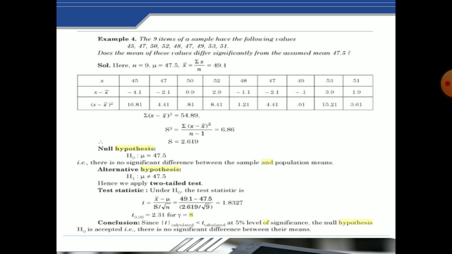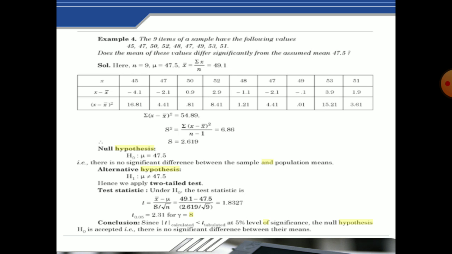See your second row, x minus x bar. What will the first item be? 45 minus 49.1, that is minus 4.1. 47 minus 49.1, that is minus 2.1. 50 minus 49.1, that is 0.9 and so on. Okay, then you will square these items, x minus x bar square. Minus 4.1 squared is 16.81, minus 2.1 squared is 4.41 and so on, and just add them. This value is coming out to be 54.89.